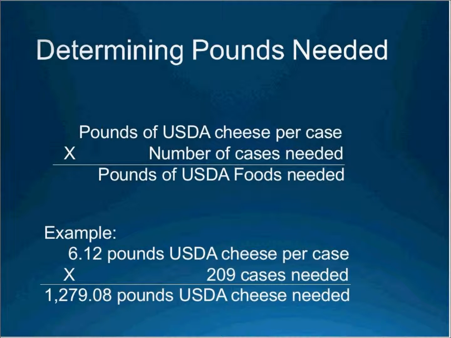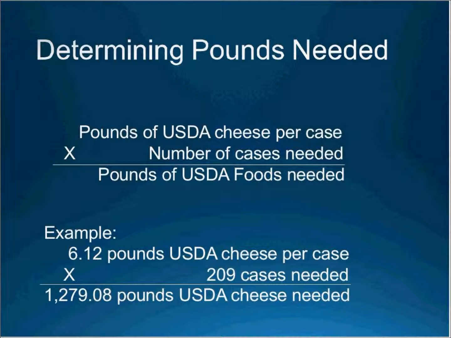Now let us determine the amount of USDA cheese to send to a processor. We are using the information from the SEPDS to determine how many pounds of USDA cheese are in a case of pizza. We will build upon our previous calculation. As you recall, we need to order 209 cases of pizza. As we just saw, the SEPDS tells us that there are 6.12 pounds of mozzarella cheese in a case of pizza. So from the SEPDS, we need 6.12 pounds of mozzarella cheese per case, and we need 209 cases of pizza.